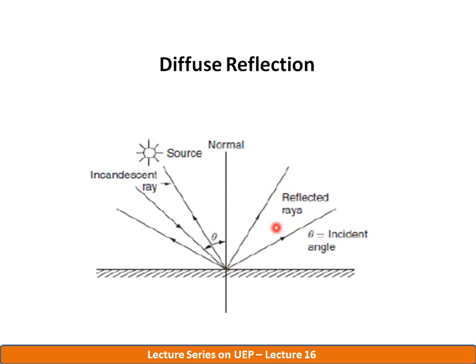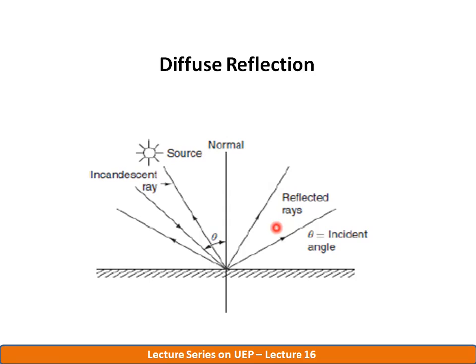A perfect diffuser is one that scatters light uniformly in all directions, and it appears equally bright from whatever direction it is viewed. White blotting paper is the nearest approach to a diffuser. The ratio of reflected light energy to the incident light energy is known as the reflection factor.